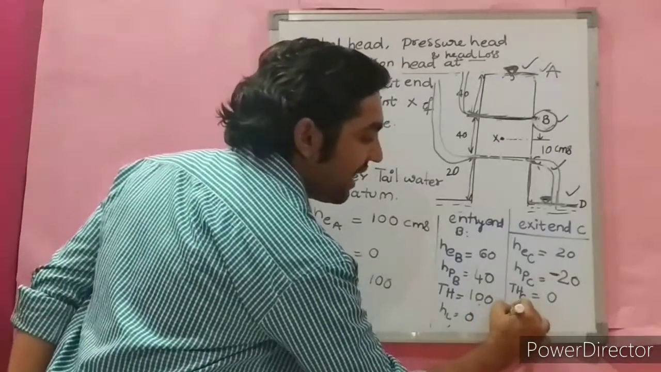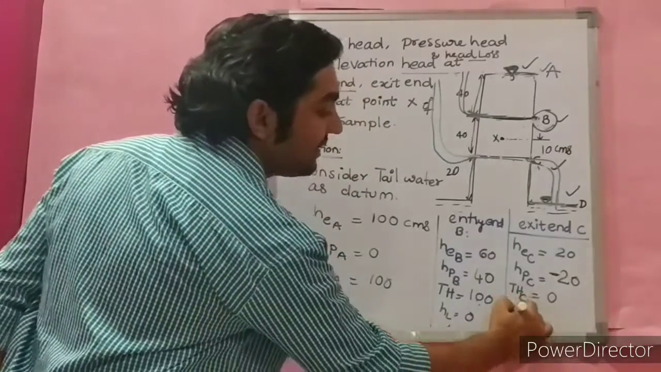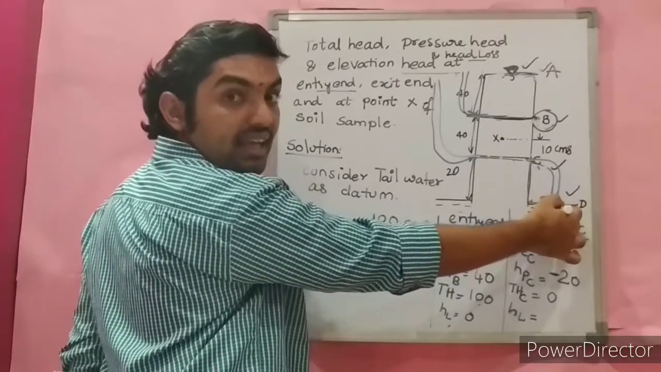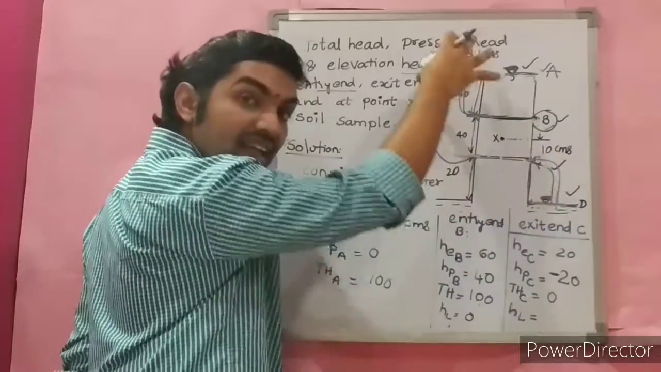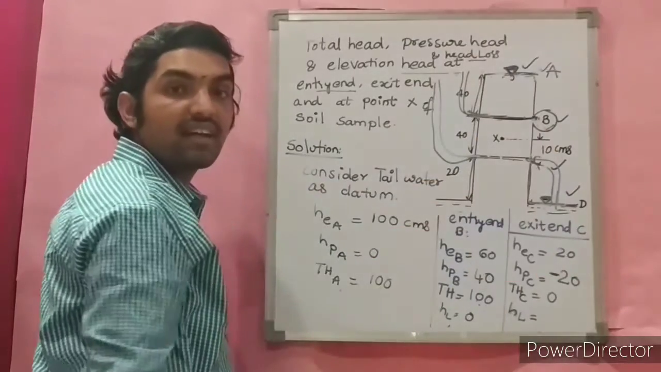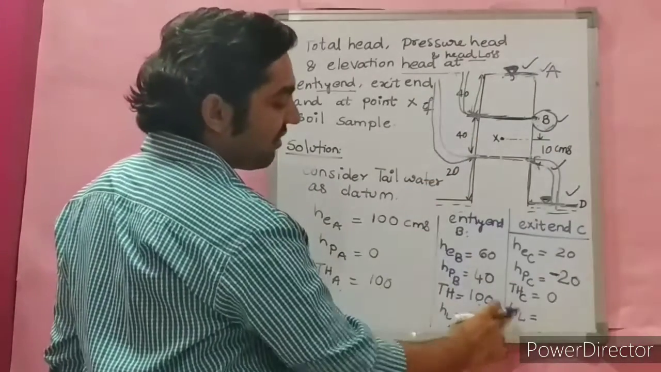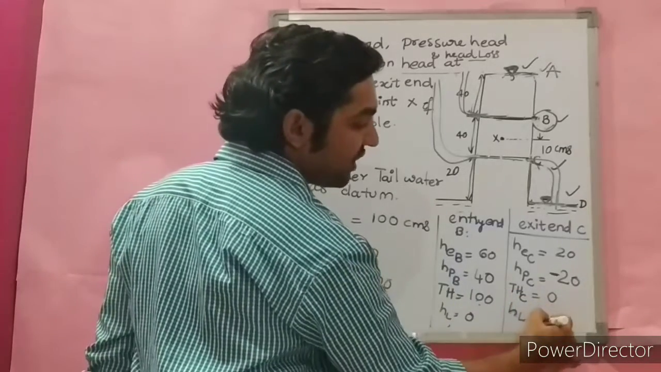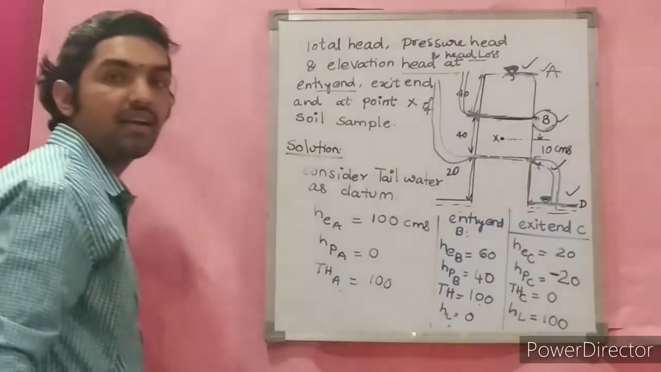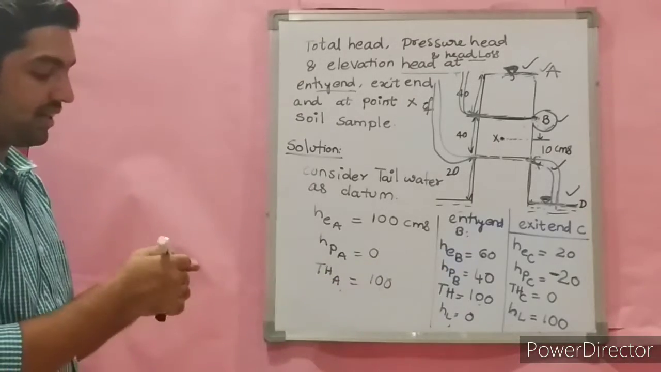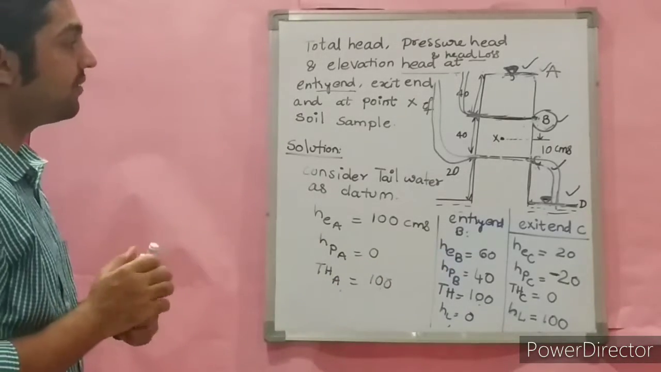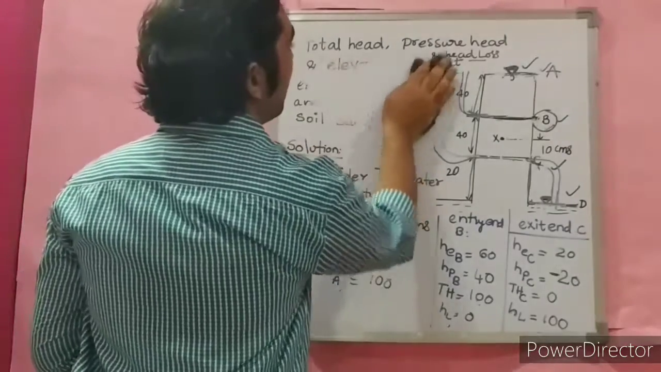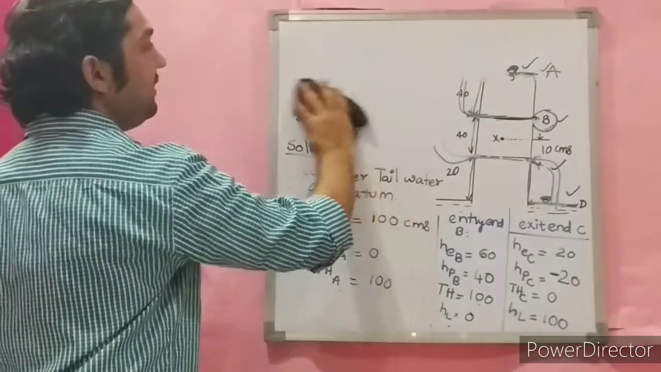Now calculate head loss at exit end. How do you calculate head loss? Always water flows from point A to point D. Point C is located in between this flowing of water. Head loss is equal to total head at A minus total head at C: 100 minus 0, that is nothing but 100. That is head loss at exit end.